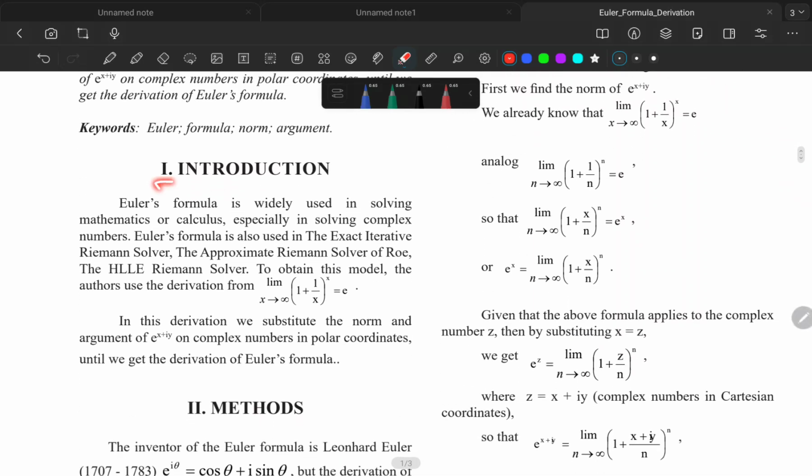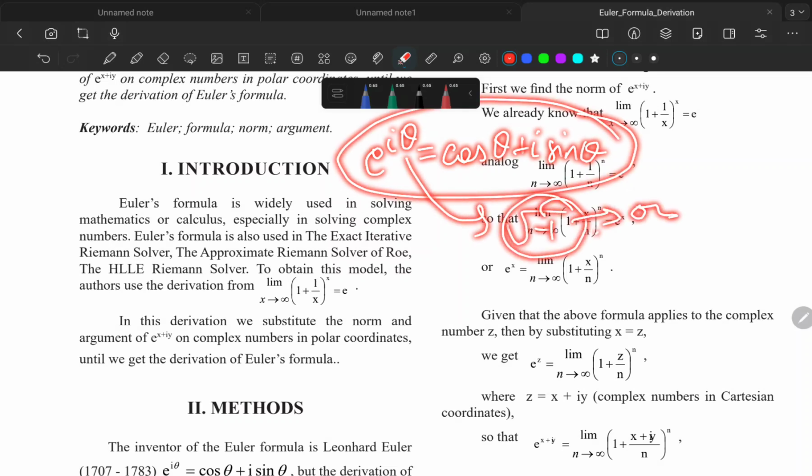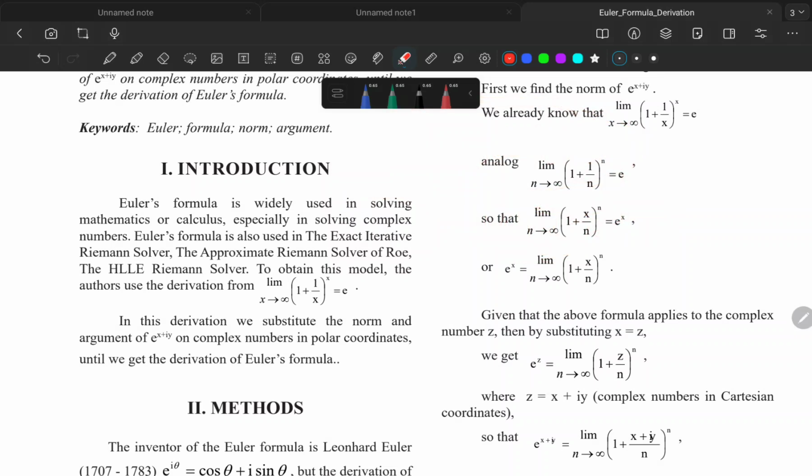So here we are going to begin with the introduction. Euler's formula is widely used in solving mathematics or calculus, especially in solving complex numbers. Obviously, it consists of a complex unit: e to the i theta equals cosine of theta plus i sine theta, where i is the square root of -1, that is a complex unit, right? So yeah, that's correct.